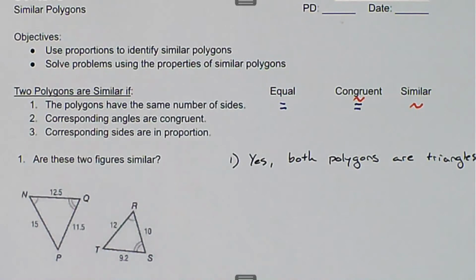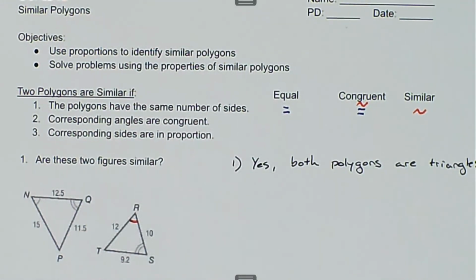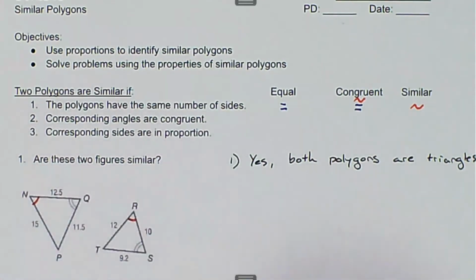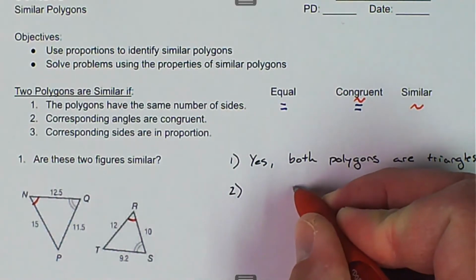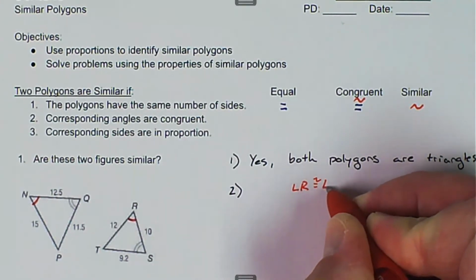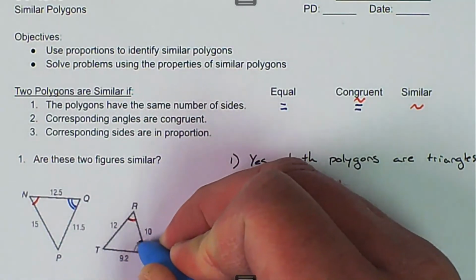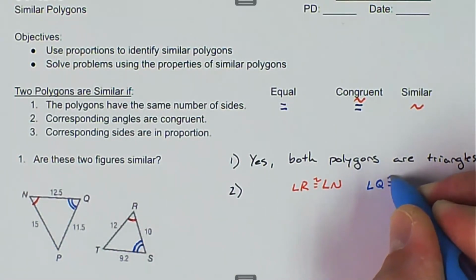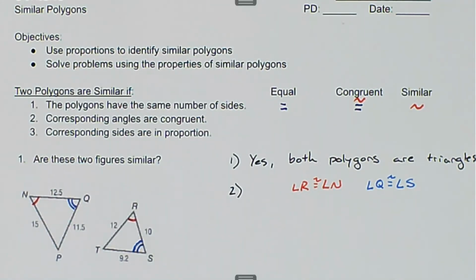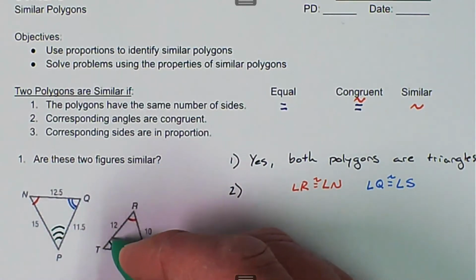Okay, next one we have here is, are corresponding angles congruent? So we have angle R is congruent to angle N because they both have one mark there. And then we have angle Q is congruent to angle S. And then last, we have angle P is congruent to angle T.